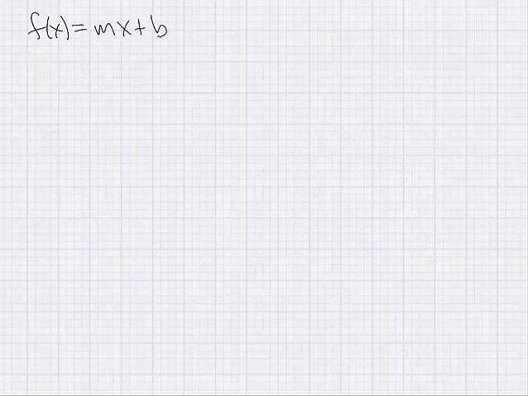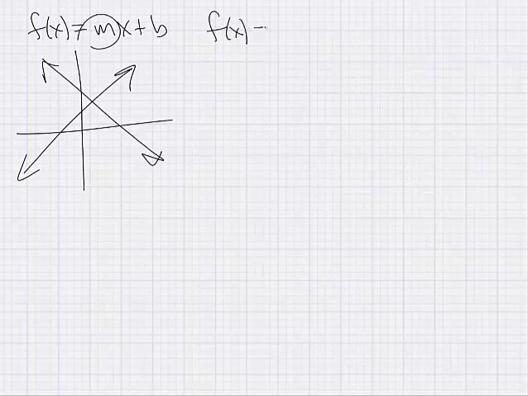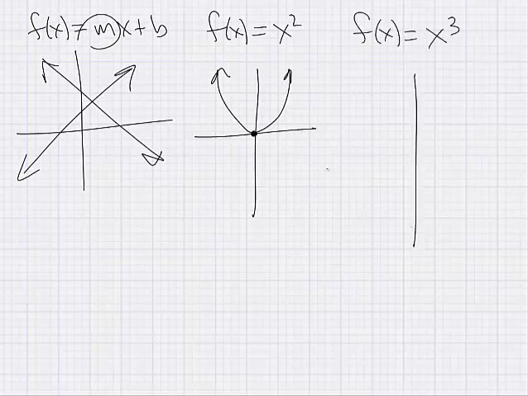So if we summarize all our graphs, f of x equals mx plus b is linear. The graph is a line, either increasing or decreasing, going down or horizontal, depending on the slope. f of x equals x squared is a parabola, U-shaped. The bottom point of the parabola is at the origin. f of x equals x cubed is our cubic function, so that has this shape to it. This is this cubic shape.